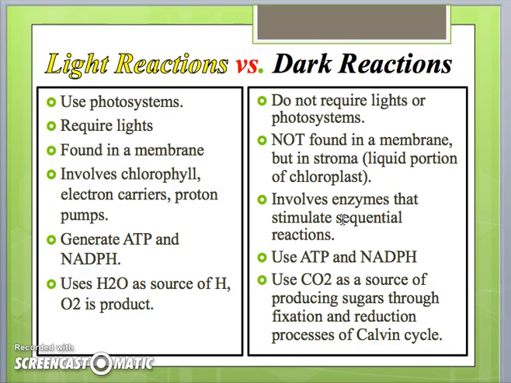So the enzymes are involved in the Calvin cycle for the carbon dioxide to go through fixation, reduction, and then the rest of it through the regeneration. For those things to happen, we need the enzymes to run it. And then the dark reactions use ATP and NADPH from the light reactions. It also uses CO2 as a source of producing glucose in the Calvin cycle.